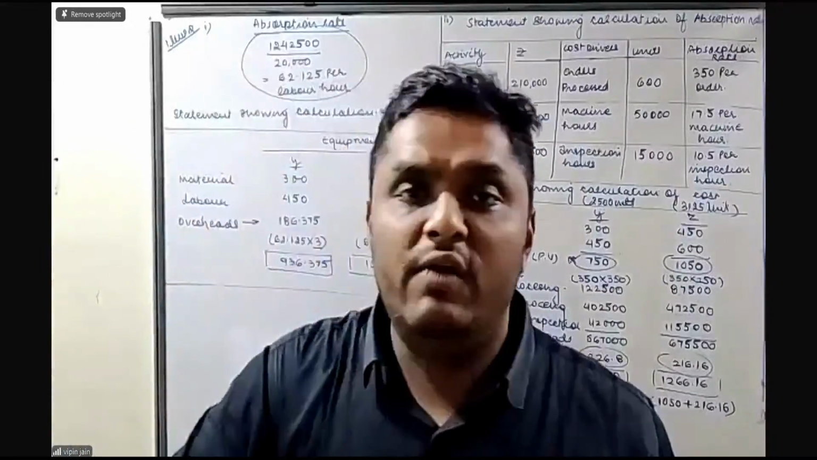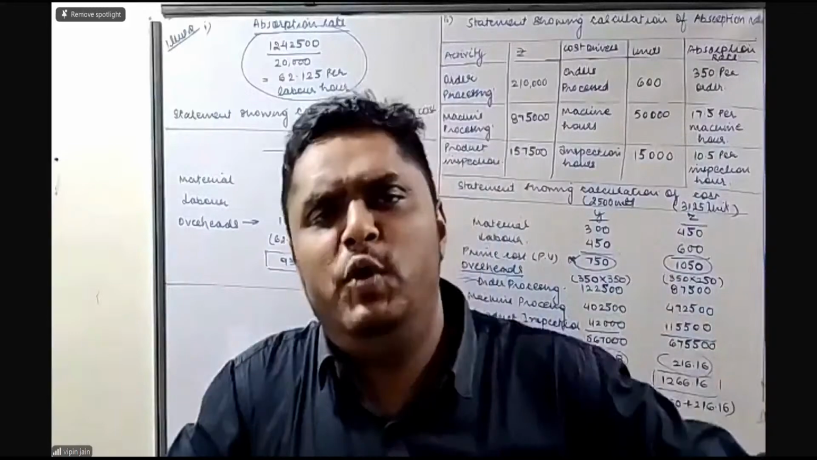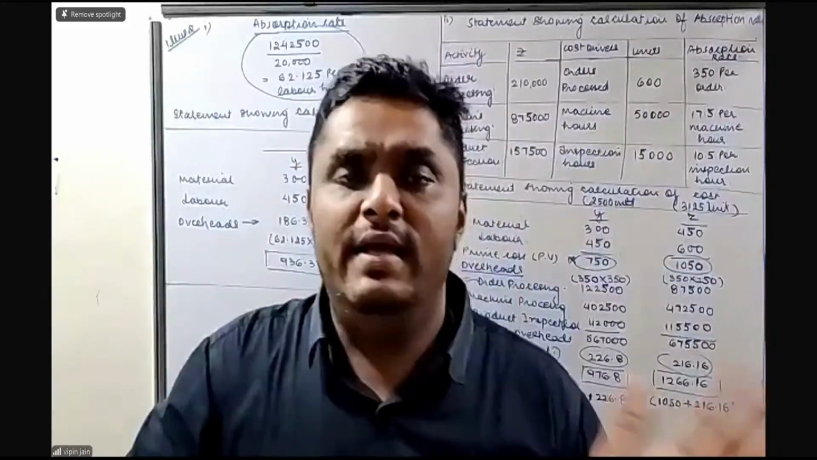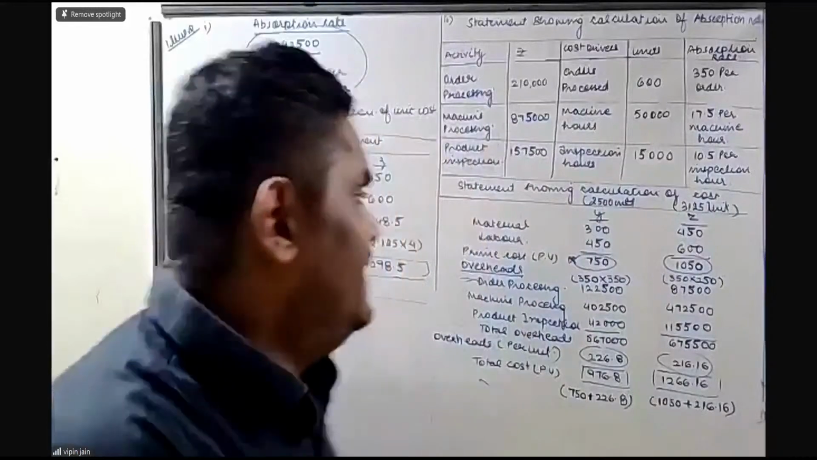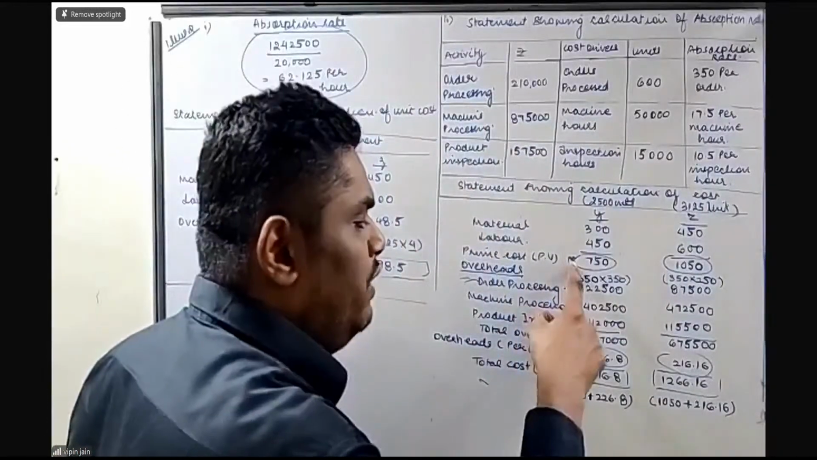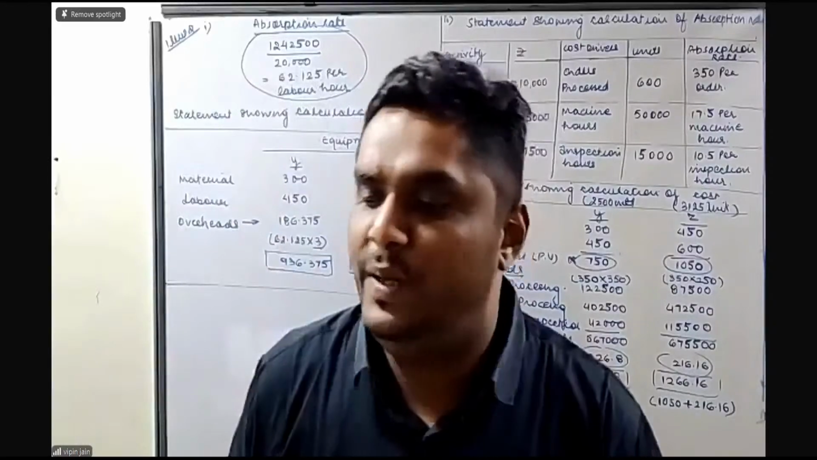Pooja, again, the question is asking only to calculate the per unit cost. So it's up to you. All the approaches are correct. See, here the question is asking only to calculate the per unit cost. That's why I have taken prime cost per unit plus overhead cost per unit. This is how I got the total cost per unit.